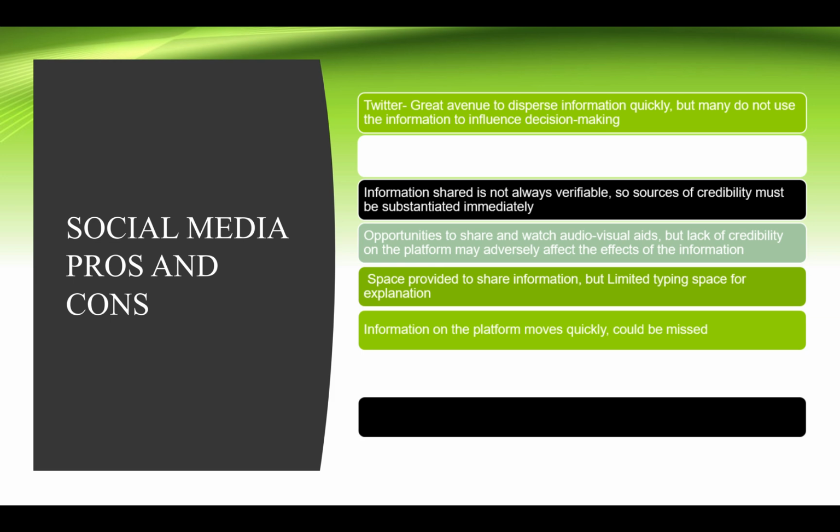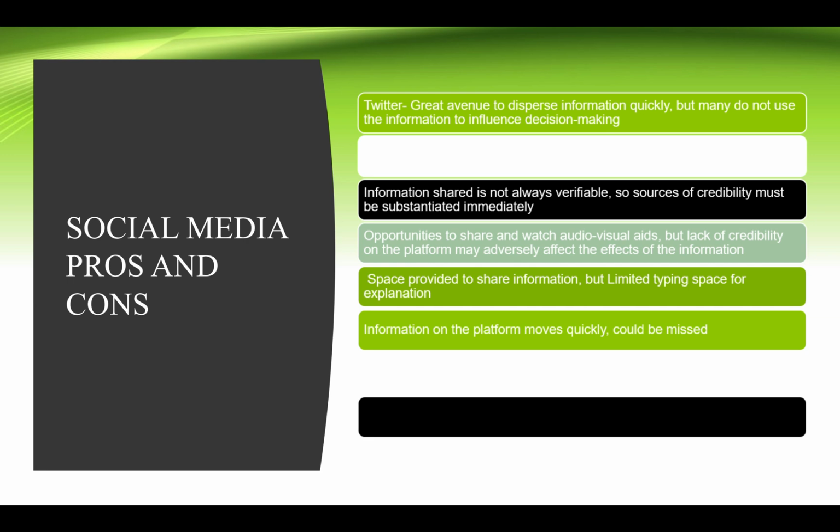But some people fear that Twitter has a lack of credibility on the platform, and this lack of credibility may adversely affect the effects of the information that is shared. So that's a con. Now, on Twitter, space provided to share information is very useful, and that's a pro. But the limited typing space for an explanation can be a problem, and that's a con.